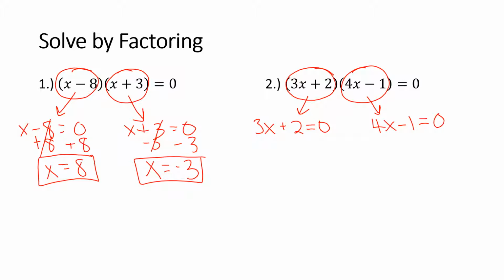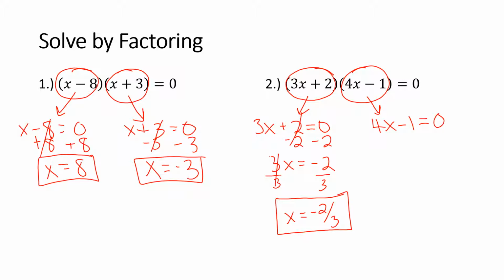So in the left-hand equation, to isolate the variable, we would begin by subtracting 2, which gives us 3x equals -2. Then to get x by itself, I would divide by 3 on both sides. So here my answer, x equals -2/3.